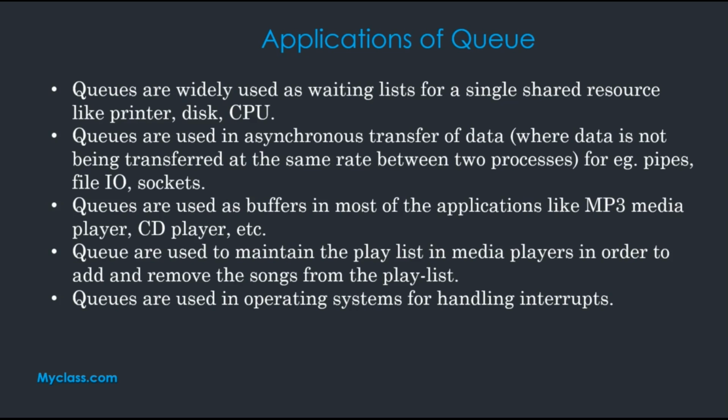So now we are going to the applications of queue. Queues are widely used as waiting lists for a single shared resource like printer, disk and CPU. We can use the queue data structure for CPU scheduling, disk scheduling, and printer device management. Like that we are using the queue data structure. If we want to print more than 5 or 6 files, we can print only the very first file that we want to print first. So we are maintaining a queue data structure for this.